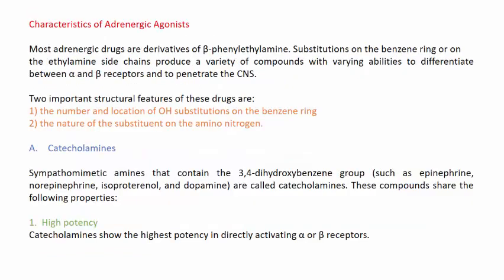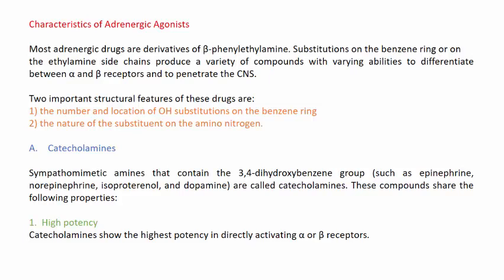The characterization of adrenergic agonists. So most adrenergic drugs are derivative of beta phenylethylamine, واللي راح يحصل substitution on the benzene ring or in the ethylamine side chain, produce a variety of compound. هذه الcompound varying in abilities to differentiate between alpha and beta receptors and to penetrate the CNS.